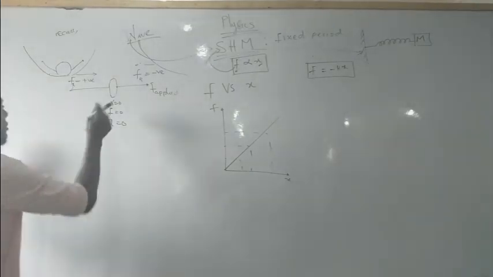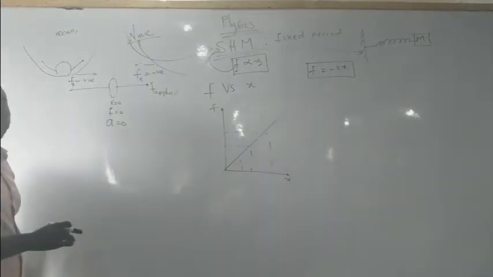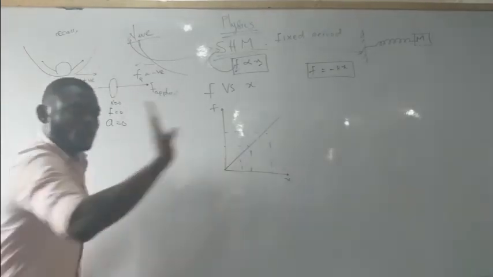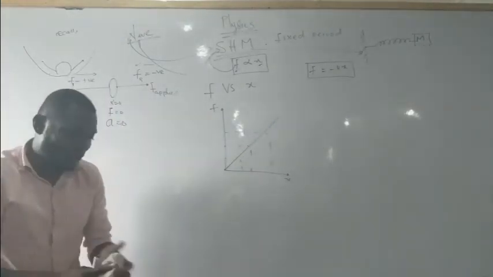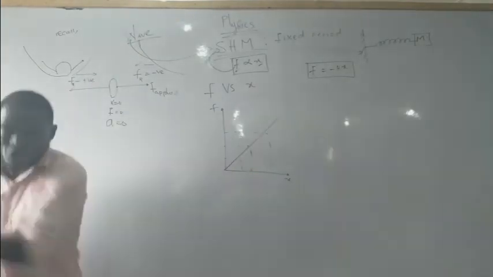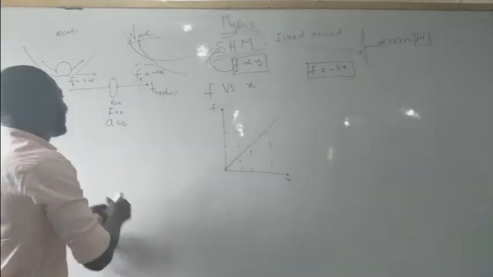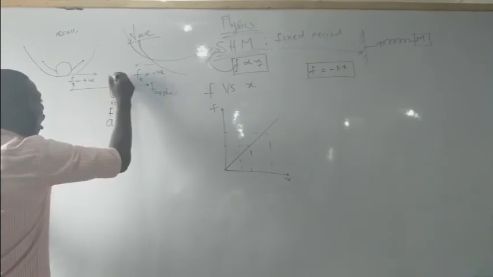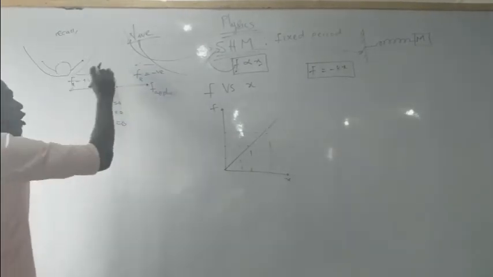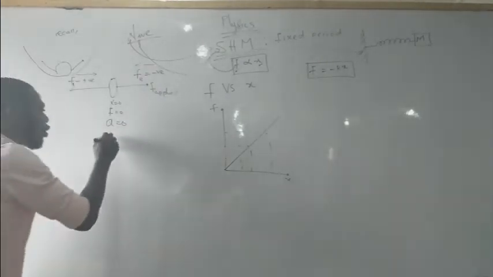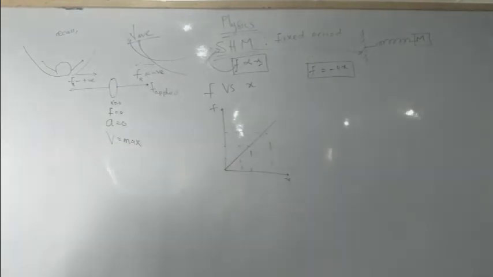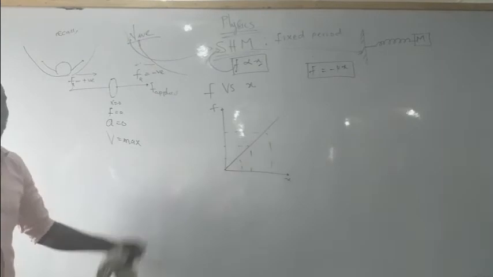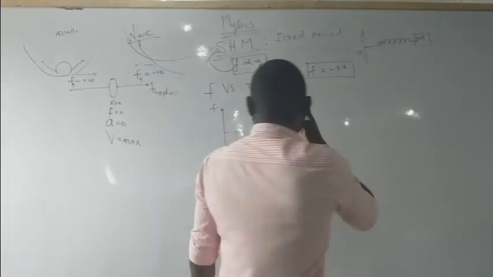When you have a spring and you stretch it towards the side, then you release it, it moves like that. So there will be greater velocity at the mean position. So velocity here will be maximum. Take note. Velocity will be maximum. Okay?